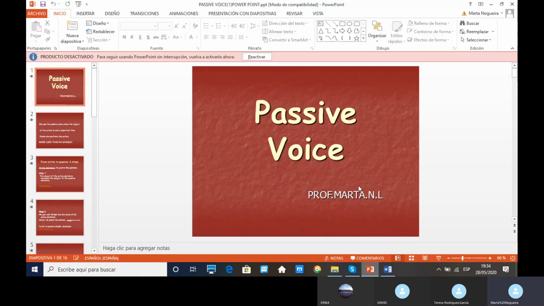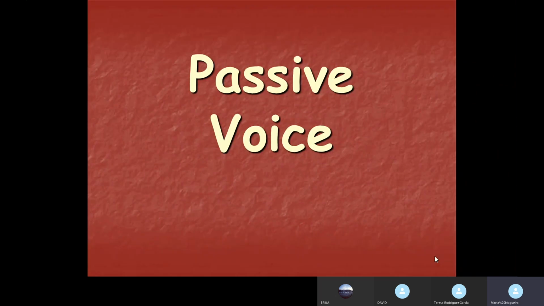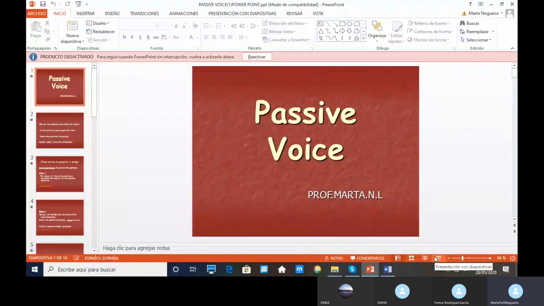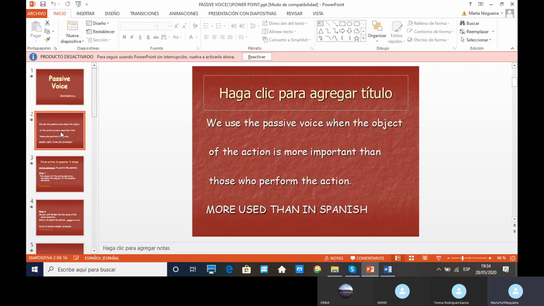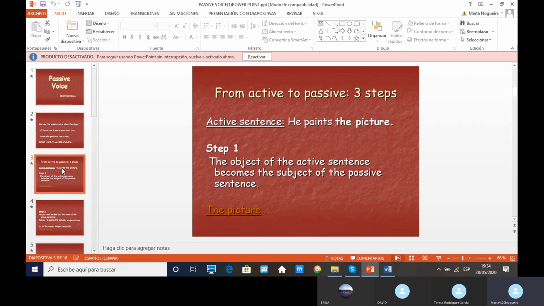Okay, so we saw this PowerPoint. Now you should be able to see my screen. We saw the passive voice. Why do we use it? We use the passive voice when the object is more important and it acquires more prominence in the sentence. Then we saw several steps to change a sentence from the active voice to the passive voice.